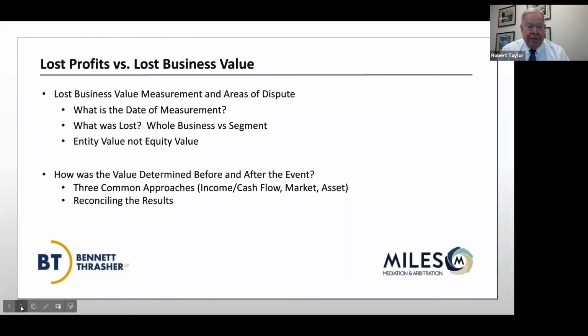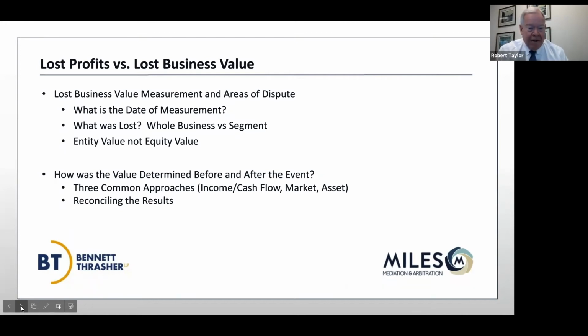In terms of lost business value, again, the issue is what is the measurement date that you have for doing that? And what was lost? Was it a business segment? Was it the whole business? And then you are also looking here at the entity value, not equity value. So very much like if you had damage to a house, you don't look at the mortgage and your net equity in the house to determine your loss. You're looking at what's the damage to the house. Here we're looking at the damage to the business and the business unit that has been damaged, and you're looking at it pre-debt, on a debt-free basis, basically, but certainly not on a working capital-free basis or fixed capital investment-free basis.